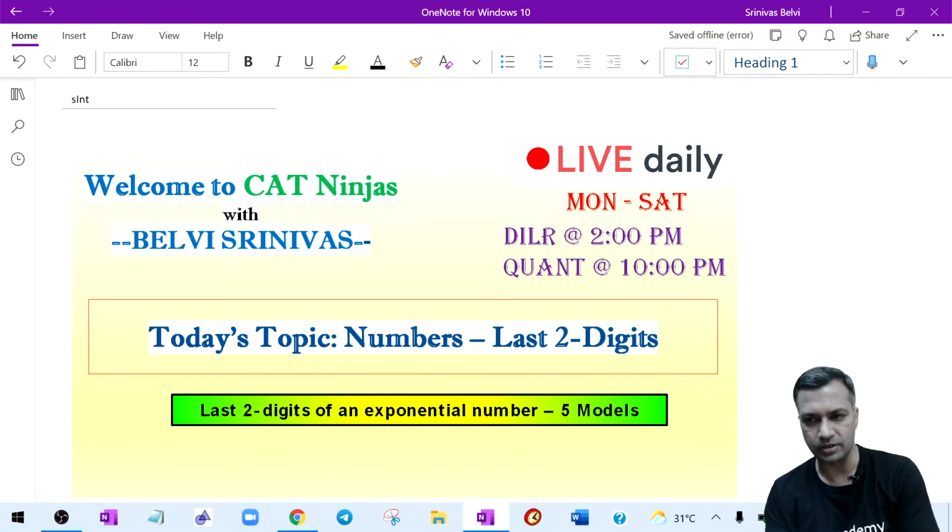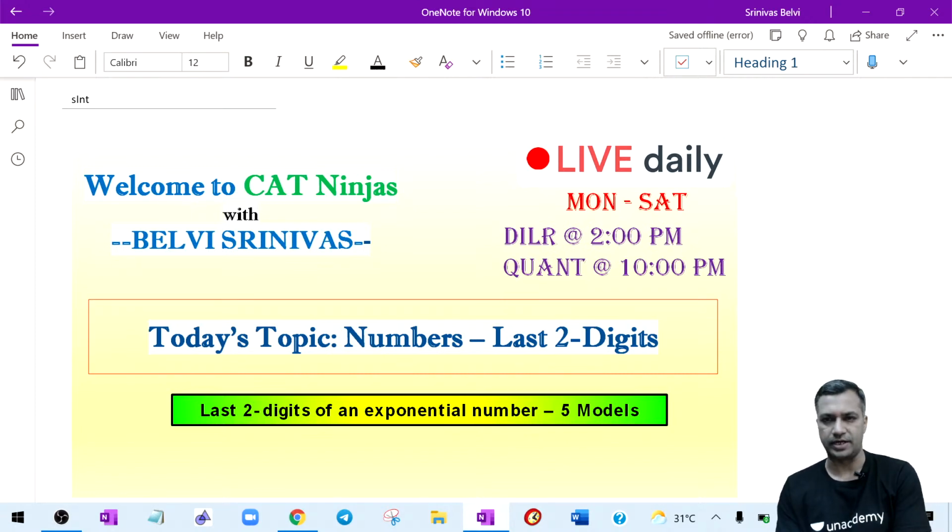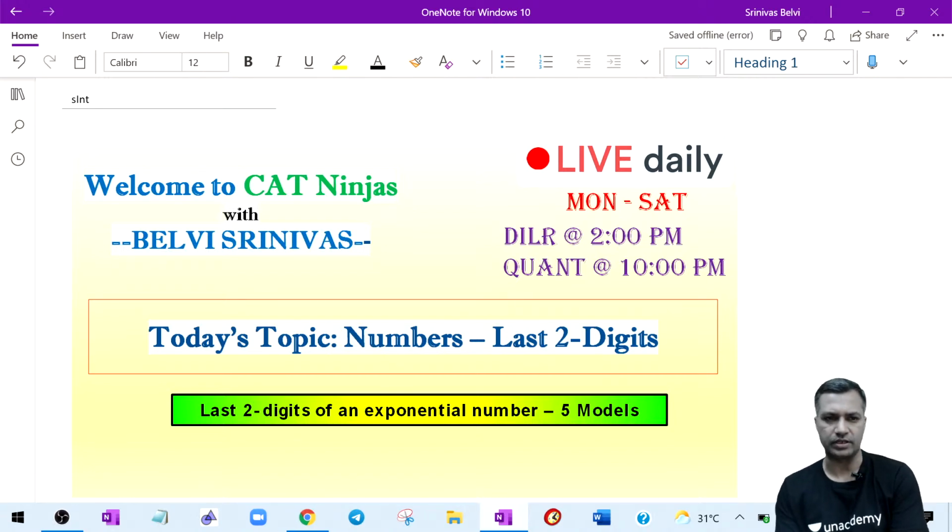So of course, we'll be doing a different kind of topic, that is how to find the last two digits of a number. We'll classify the data into five different models. We'll put the number into five different models, and then we will try and see how we find the last two digits of an exponential number. That's one model which is asked in CAT time and again. So let's try and explore this particular thought.